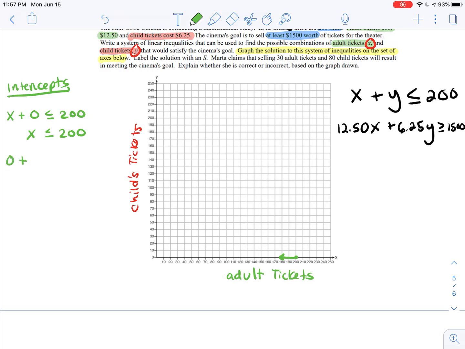Now, what about my y-intercept? Well, that is when x is equal to 0. So we get y is less than or equal to 200. That is my y-intercept here, and again, I'm shading below that. So these are the two intercepts for this particular line. I can connect those two, and it will give me the approximate line. I can also shade. Since they're both pointing below, I can shade everything below the line, which I'm going to do right now.